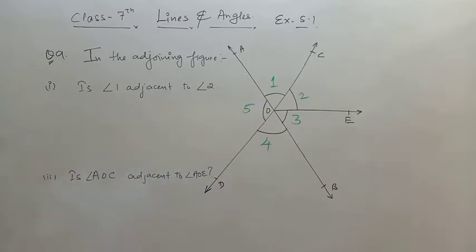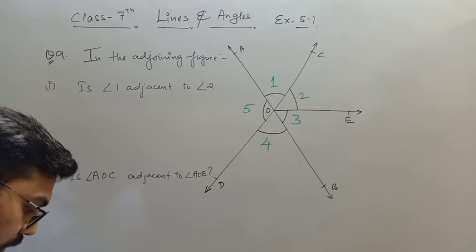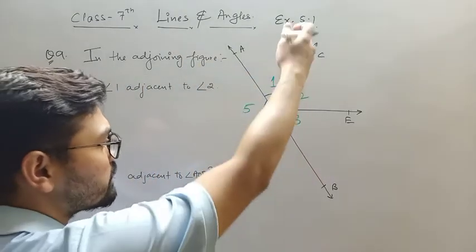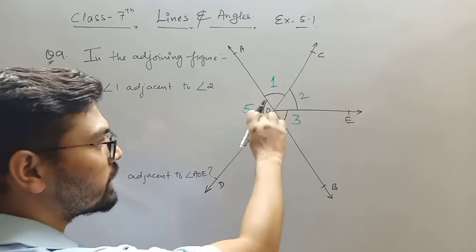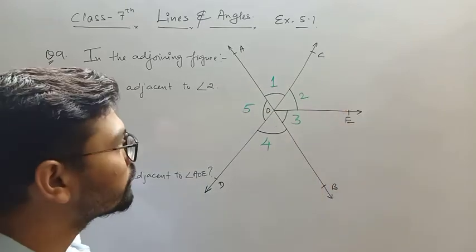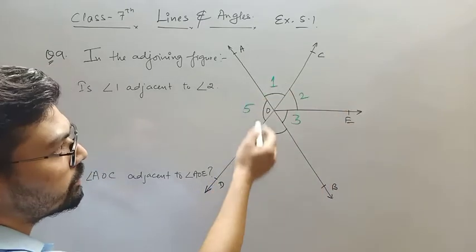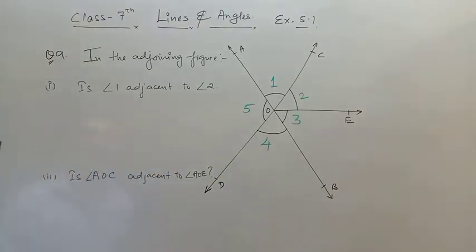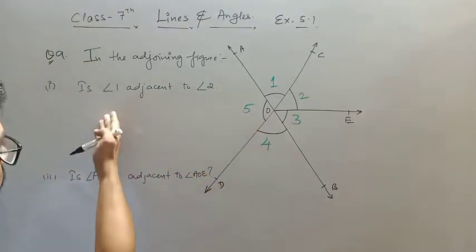Now the next question is question number 9. The diagram is given to you. AB intersects CD at point O. There is one line segment OE. Some angles are given to you: angle 1, angle 2, angle 3, angle 4, angle 5. On this basis you have some questions.